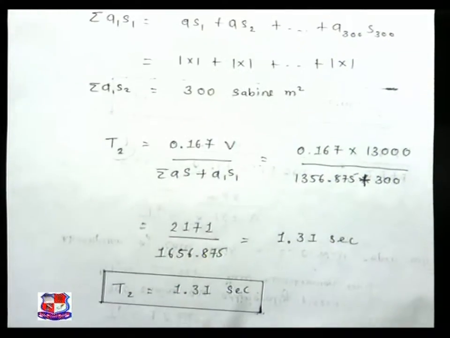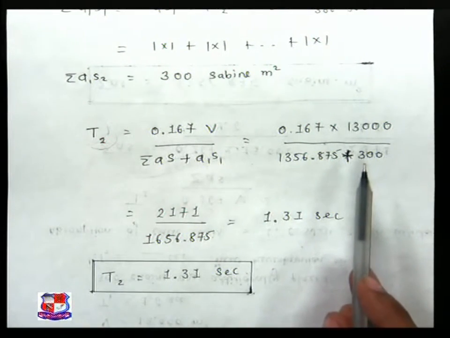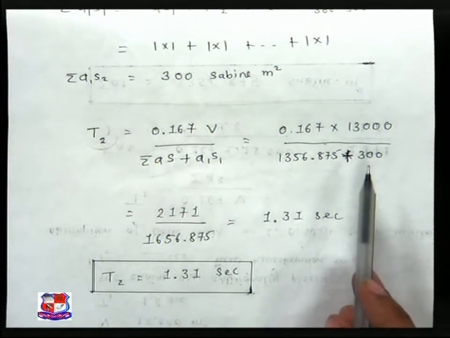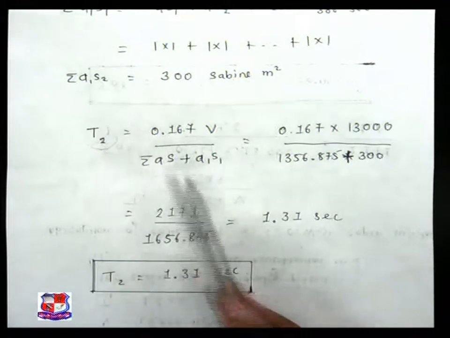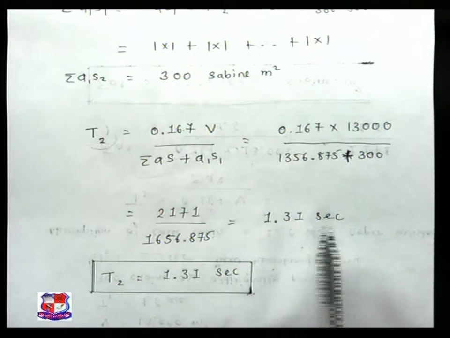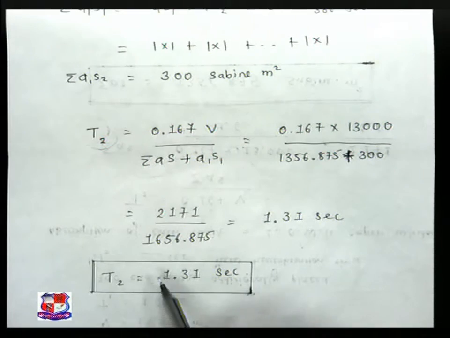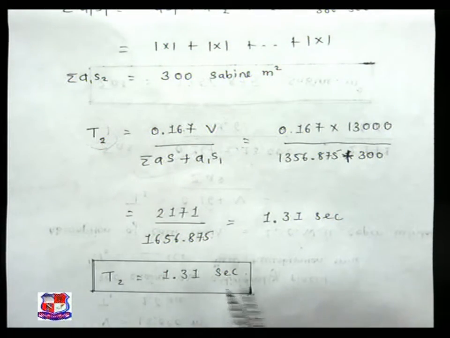That means when I am adding these 300 chairs or 300 surfaces more, the absorption increases and the reverberation time decreases. That is, when I calculate, I get the answer 1.31 second. That is T2, the new reverberation time, and it will be 1.31 second.